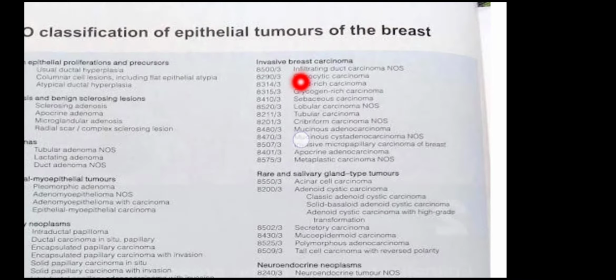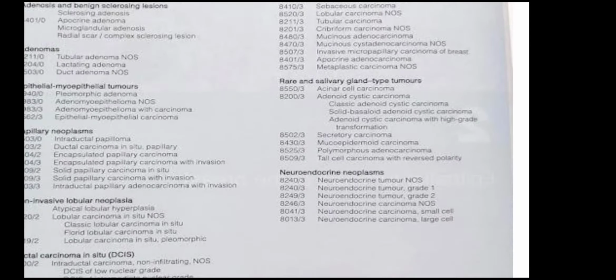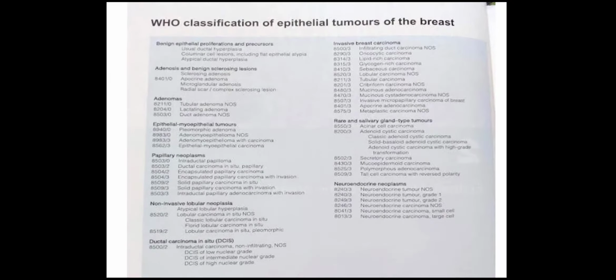So the most common is invasive duct carcinoma, not otherwise specified, and then other variants are oncocytic carcinoma, lipid-rich carcinoma, glycogen-rich carcinoma, sebaceous carcinoma, tubular carcinoma, mucinous adenocarcinoma, and metaplastic carcinoma. Then other categories are rare salivary gland type tumors and neuroendocrine neoplasms. So you should remember these categories of benign epithelial proliferation and precursors, then non-invasive lobular neoplasia, DCIS, and invasive breast carcinoma, especially at the undergraduate level.